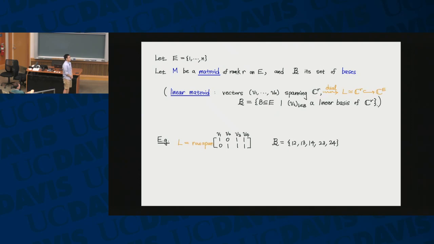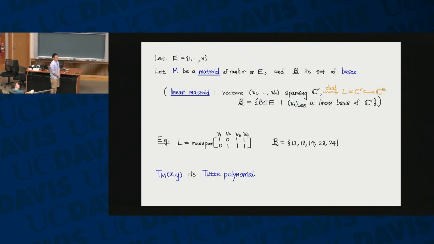Now often we'll take the dualized picture. So n vectors spanning an r-dimensional space dualizes to give us an r-dimensional subspace in C to the E. So often I'll call this the data of a linear matroid, just the dual picture. And in this case, I'm doing nothing more than taking the row span.